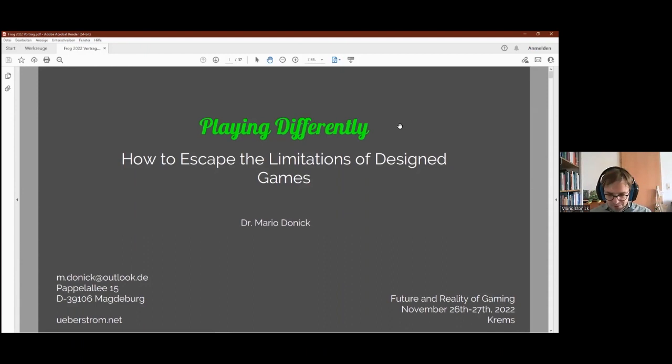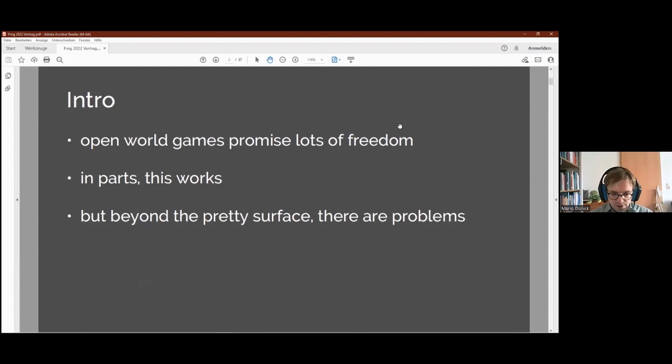Today I want to talk about the constrictions many open world games pose upon us as players and how we can cope with that. How we can try to bend such games' borders or overcome their limitations. Open world games promise so much freedom, and partly they deliver that freedom. But when you look beyond the pretty surface, you notice a few problems which restrict our freedoms.